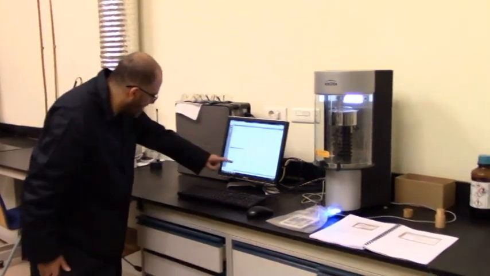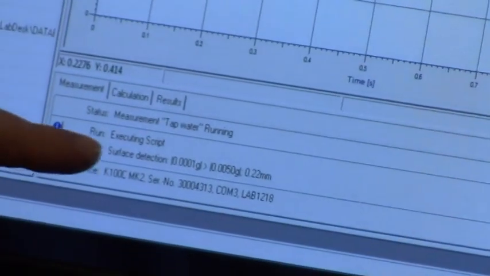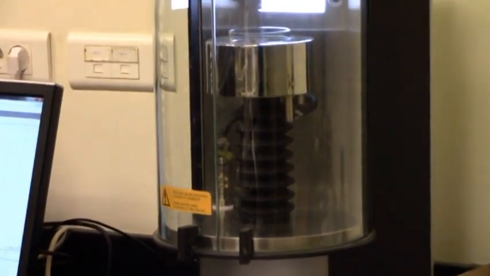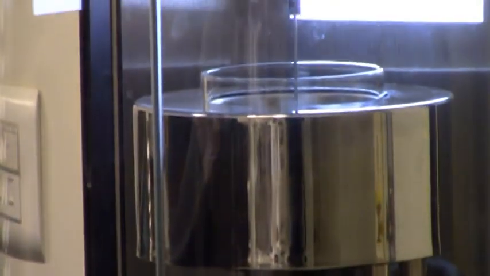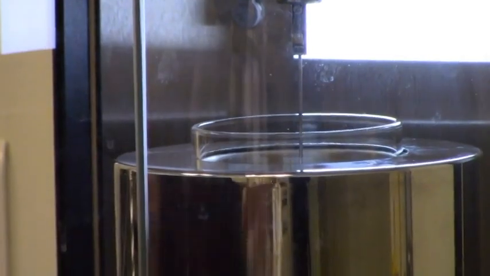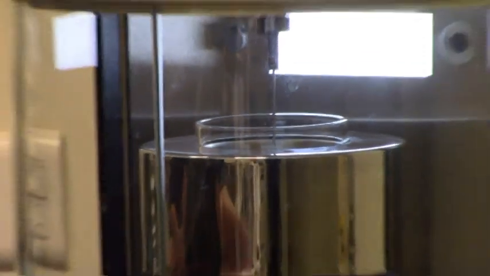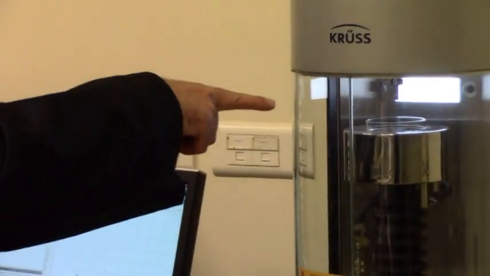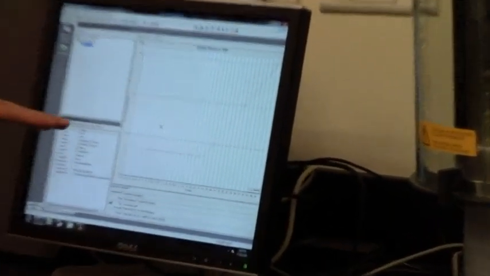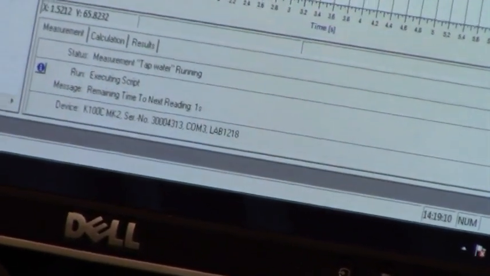So okay, unlocking the balance, setting it, taring the balance to 0, surface detection. It will give us a beep. Yeah, this is a beep. And if you see here, this shape like an upward mustache or lamella, which means that the plate is pulling up the liquid surface. And here we have the data being collected. It will collect up to 10 points actually.